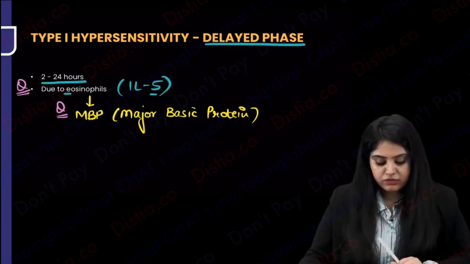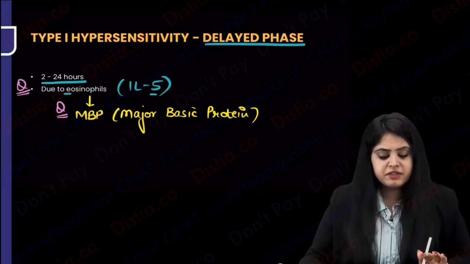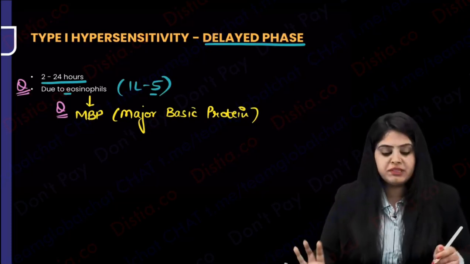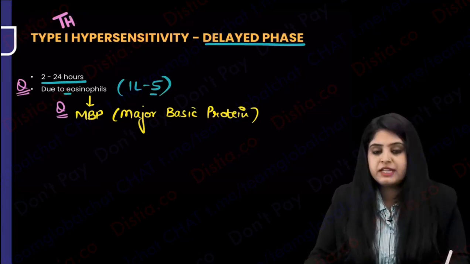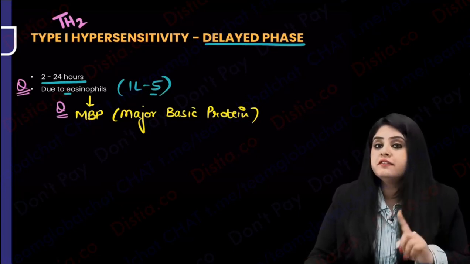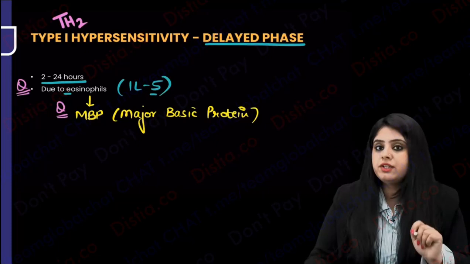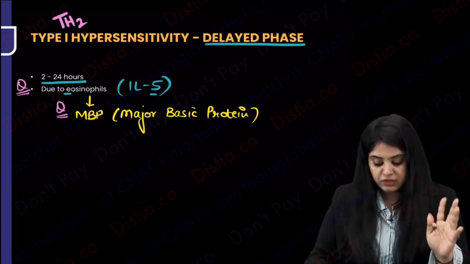Okay, everyone's okay. So now you have understood type 1 hypersensitivity. If I had to ask you one last take-home message, which T cell do you use over here? TH1 or TH2? You use TH2. So in type 1, you do not use TH1, you are going to use TH2. That is your take-home message.